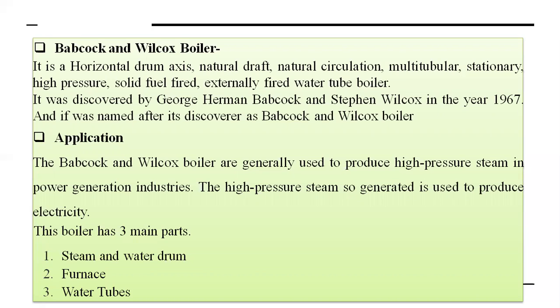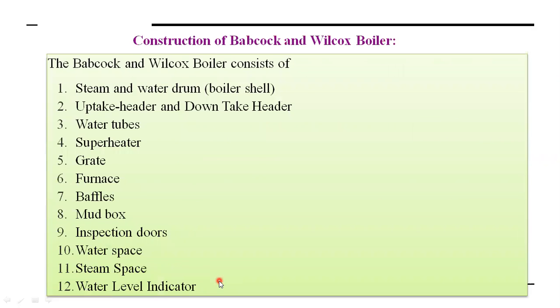This boiler is used to produce high pressure steam in power generation industries. The high pressure steam that is generated is used to produce electricity. This boiler has three main parts: the steam and water drum, the furnace, and the water tubes. Along with that, there are different basic parts. See, the steam and water drum is important.